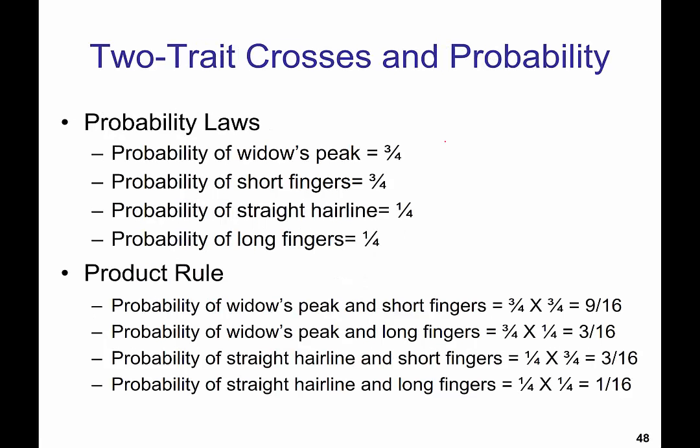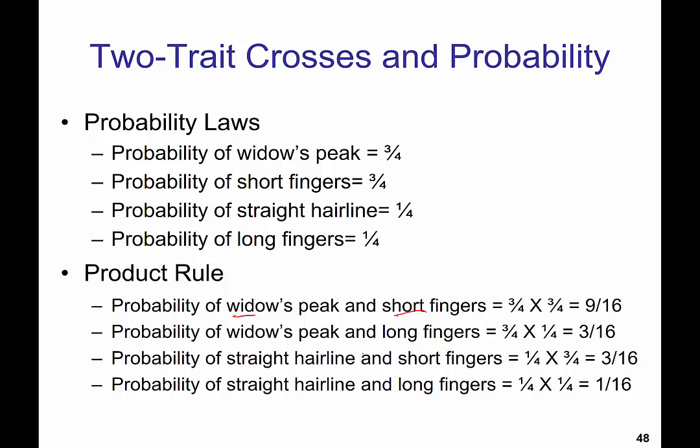You can also use probability laws and the product rule to get these same results as we worked with the Punnett square. The probability of having a widow's peak is 3 out of 4. The probability of short fingers is 3 out of 4. Probability of straight hairline, 1 out of 4. Probability of long fingers, 1 out of 4. So in order to get those 4 different phenotypes that we had, we multiply those probabilities. And so again, 3 out of 4 times 3 out of 4, we get 9/16.